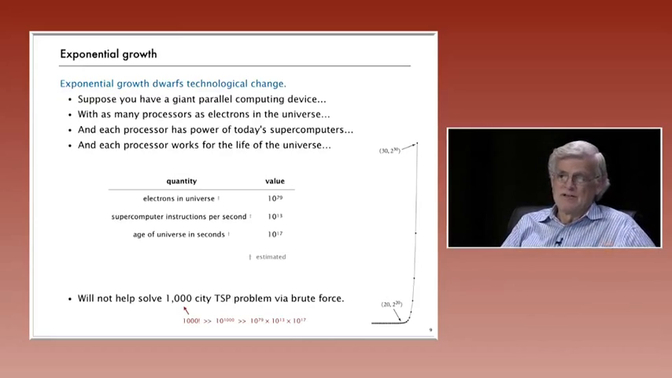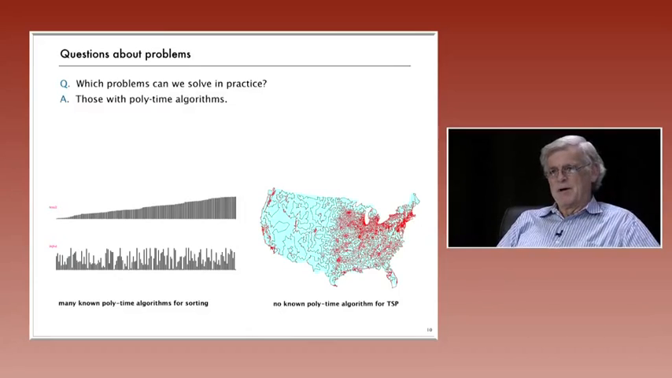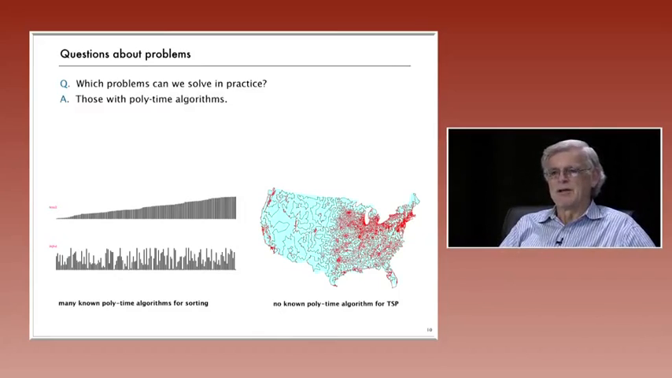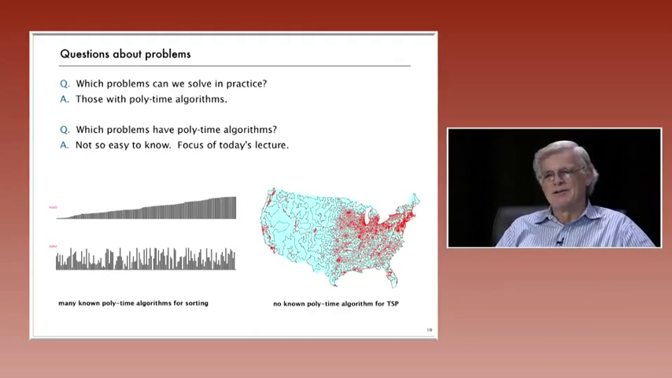In this theory, it would seem, let's at least get that classification done. So which problems can we solve in practice? We're just going to say that the polynomial time algorithms are the ones that we can solve in practice that guarantee polynomial time performance. So that brings us right to the question, which problems have polynomial time algorithms? And unfortunately, it's not so easy to know that. We get stuck right away on trying to do that classification, and that's what today's lecture is all about.